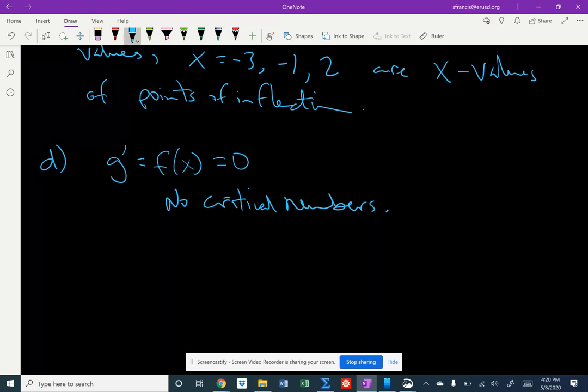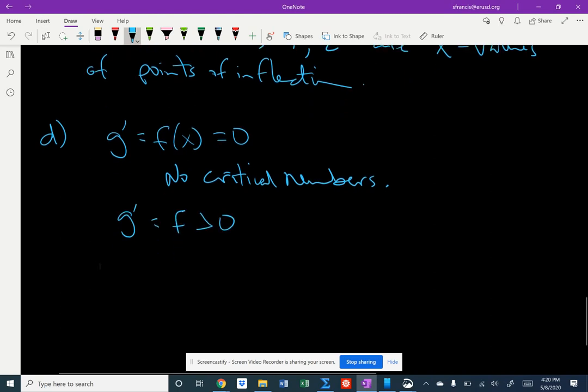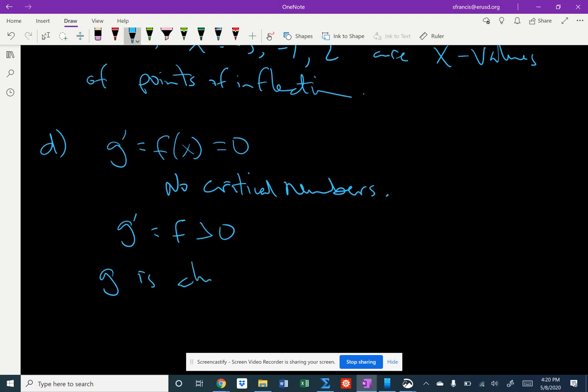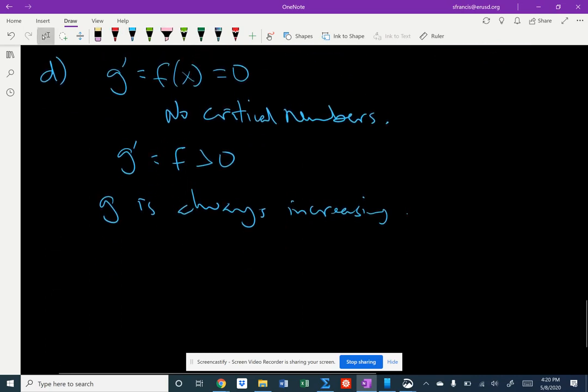But let's look at this a little more closely. g', which is f, is greater than 0, which means that g is always increasing. If g is always increasing, then where's its maximum going to be? At the right-hand endpoint. Whatever it is at -5, it's going to start increasing after that. So g has its absolute max at x equals 5. And there you go. That should do it.